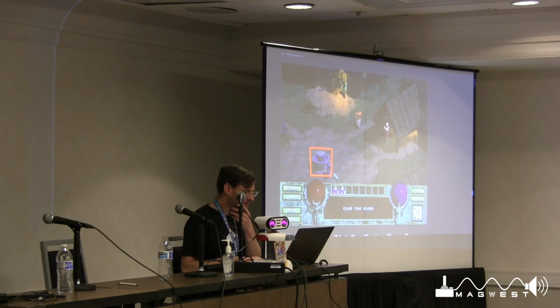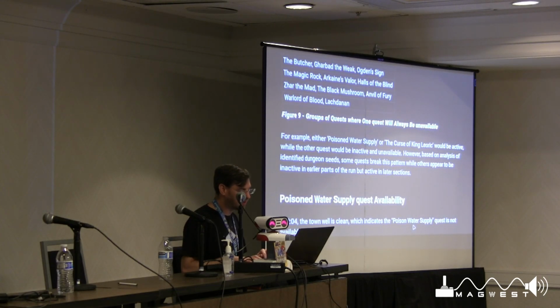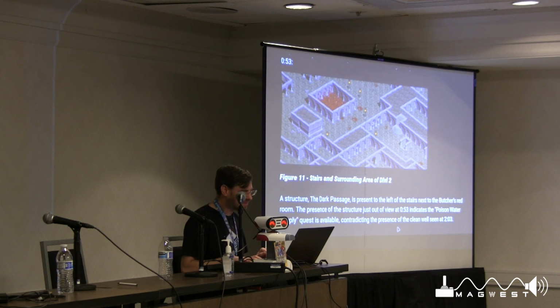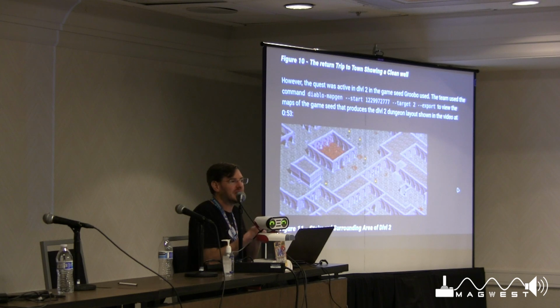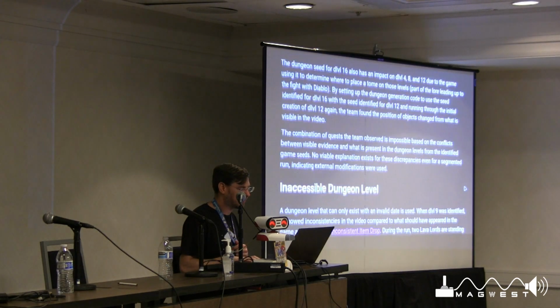For instance, in this one we can see that there was a clean well, so we know that the poison water supply quest is not available. But if we go a little bit farther down, we can see the stairs in this area surrounding the LVL2. The dark passage would be present over here. The presence of this structure that would be just out of view in the video we watched indicates that the poison water supply quest is available, which completely contradicts the presence of the clean well earlier. So we found multiple situations where it just wasn't possible to have both of those in the same game. There was something obviously wrong. And I'm not going to bore you with all of the different instances of that. There were several of them.